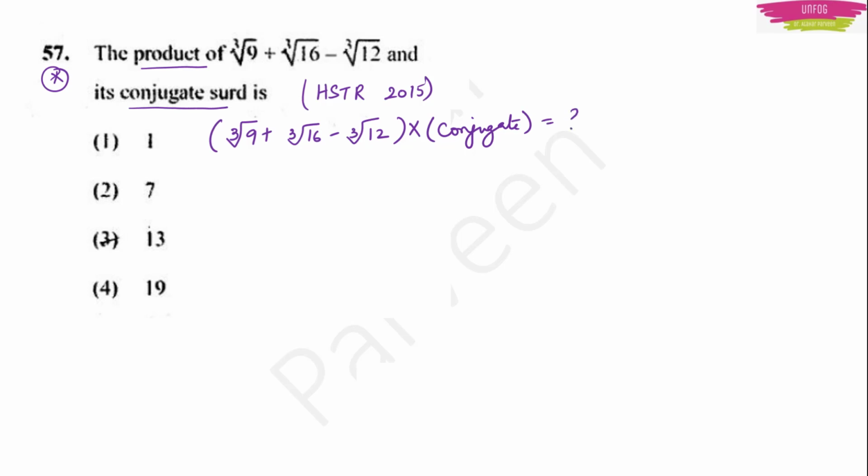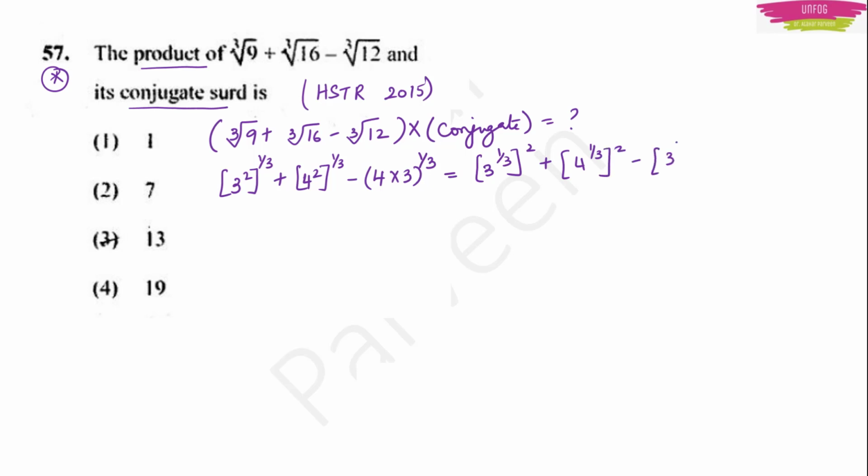Okay. For that, what you do? First, you rewrite this. 9 I can write as 3 square, correct? 3 square whole to the power 1 by 3 plus 16 you can write as 4 square, correct? 4 square whole to the power 1 by 3 minus 12 you can write as 4 3s are 12, right? And I will write this cube in the numerator. I will make it as a 1 by 3. Okay. Now I can write it like this also, right? 3 to the power 1 by 3 whole square. And I can write 4 square as 4 to the power 1 by 3 whole square minus, if I split, 3 to the power 1 by 3 into 4 to the power 1 by 3.